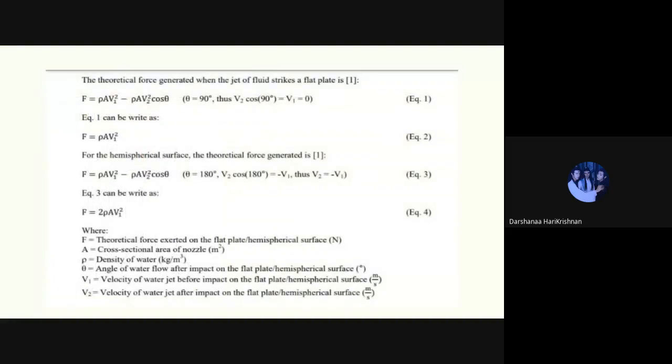Next, the theoretical force generated when a jet of fluid strikes a flat plate and a hemispherical surface can be seen by the formulas below, where F is the theoretical force exerted on the flat plate or hemispherical surface, A is the cross-sectional area of the nozzle, rho is the density of water, theta is the angle of water flow after impact on the surface, V1 is the velocity of the water jet before impact on the surface, and V2 is the velocity of water after impact on the surface.